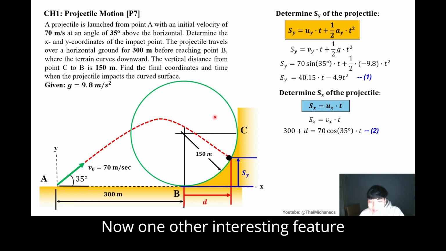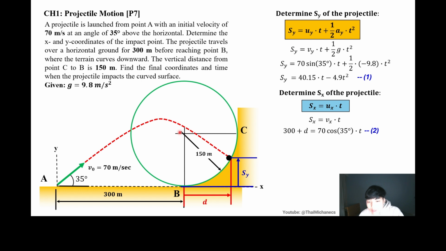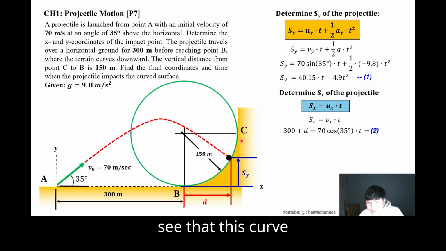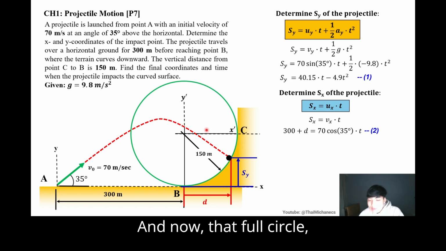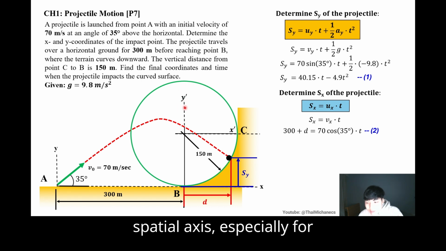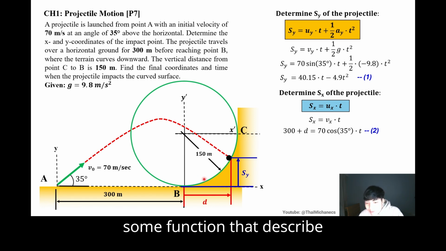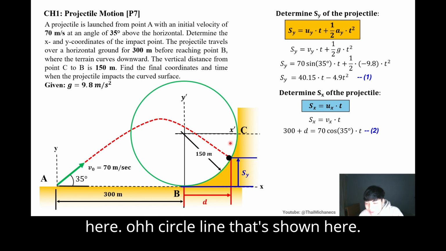Now, one of the interesting features of the circular curve is that once we identify the center, we can draw a full circle here. We can see that this curve is a part of a full circle. If we draw the axes at the center, we call them y prime and x prime. We can know that in this green circle there should be some constraint or function that describes a circle graph, or a circle line, as shown here.